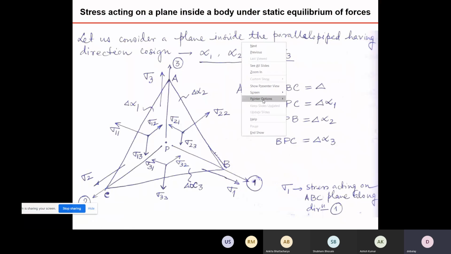In my PowerPoint, everything is nicely written. The net stress on the ABC plane will be determined by the stresses acting on, say, this point considered as P. So the APB plane, BPC plane, and APC plane, and the stresses are shown. ABC has area delta, APC has area delta alpha 1, APB has area delta alpha 2, BPC has area delta alpha 3. The direction cosines of that inclined ABC plane are alpha 1, alpha 2, alpha 3, with the body under static equilibrium.